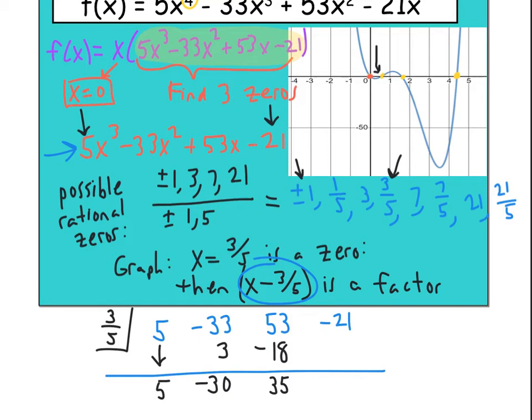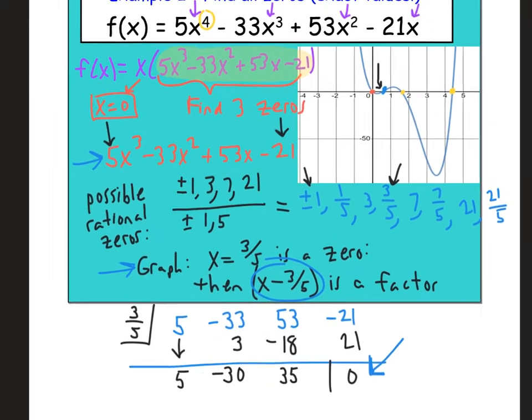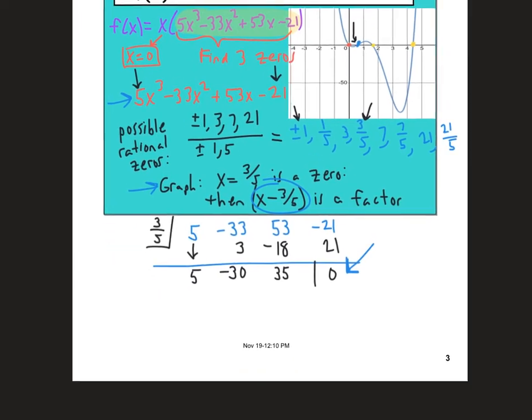35 times 3/5, or 0.6, is 21. So our remainder is 0. Now that's a good checkpoint here. Remember we went to the graph and said we know 3/5 is a 0. Either use your calculator or use Desmos to get the 0. But this confirms it. Remember what we said in the warm-up? That gives you the y value. That's that process of synthetic substitution. So that gives me confirmation that 3/5 really is a 0.